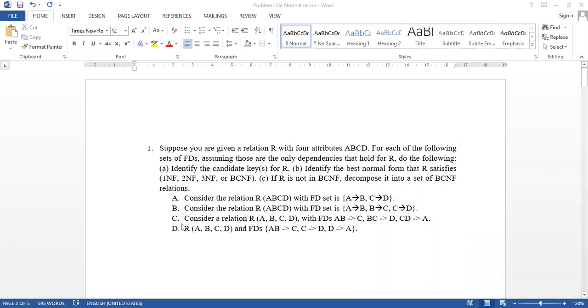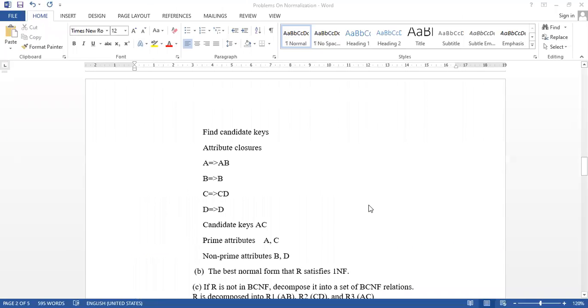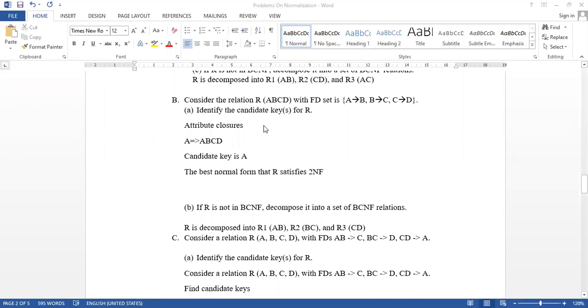See the second question. Consider the relation R with attributes A, B, C, D and FD set A determines B, B determines C, C determines D. Again, we have to find the candidate key, then identify the best normal form that R satisfies. And if R is not in BCNF, convert it into BCNF. First we need to find the candidate key.